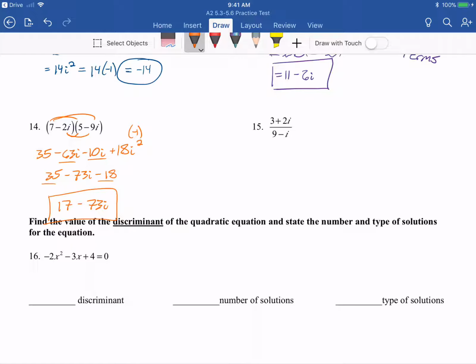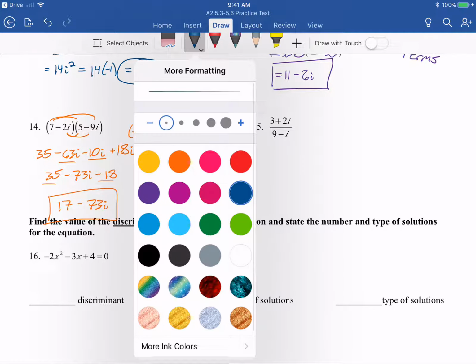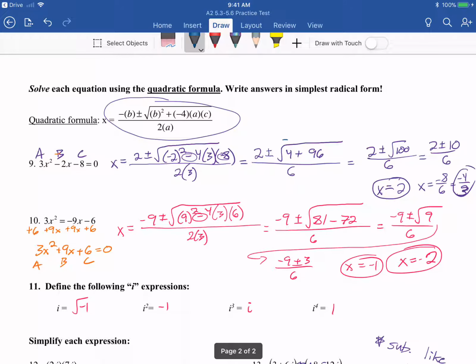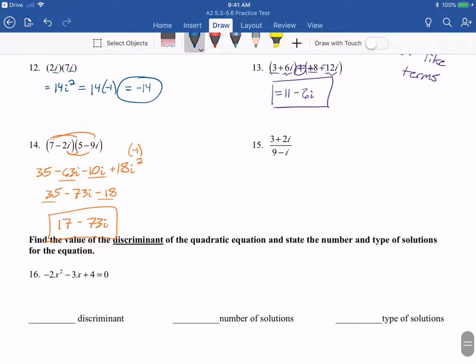FOILing. Number 15, you have to FOIL both the top and the bottom because you have to get that i out of the bottom. We don't like the i in the bottom. So what we're going to do is multiply by the conjugate. If you remember in class, 9 plus i is the conjugate. So I multiply by 9 plus i on the top and the bottom. So now I go through and FOIL the top and the bottom.